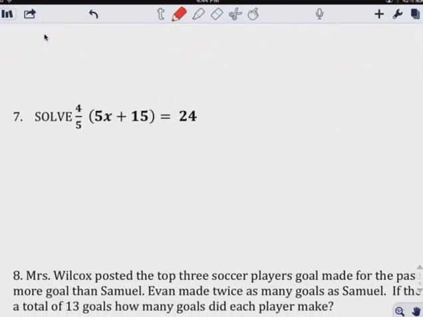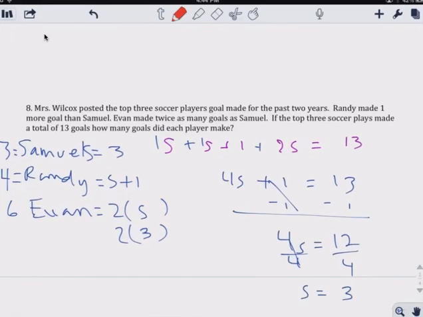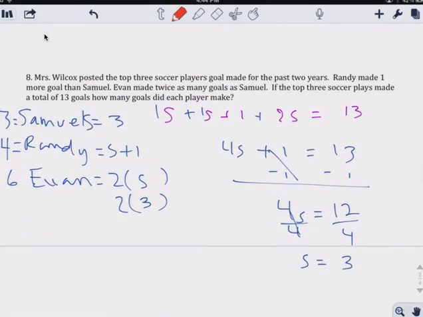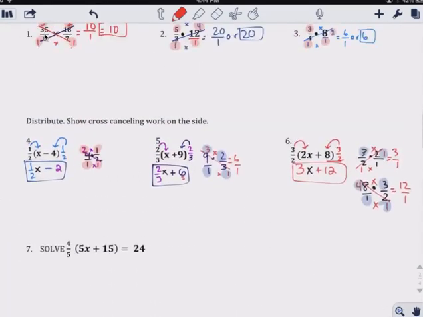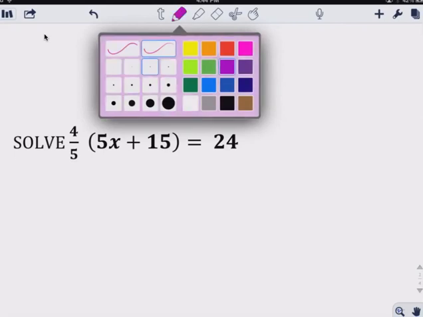Right here it says to solve. Let's go ahead and solve it. We all finished this in class today, so make sure your child has copied this in class, paying attention. Some students are having a hard time.